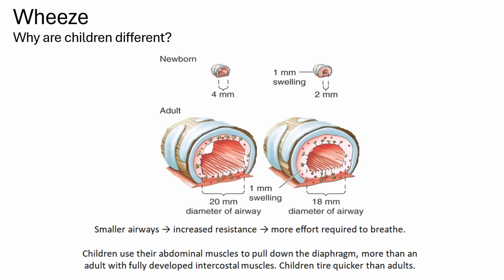Also, with smaller airways, the entire system has increased resistance, requiring more effort to breathe. Children use their abdominal muscles to pull down the diaphragm more than adults with a fully developed set of intercostal muscles, so they can tire more quickly. They physically don't have the muscle reserve. And it's this tiring that is so dangerous for children.